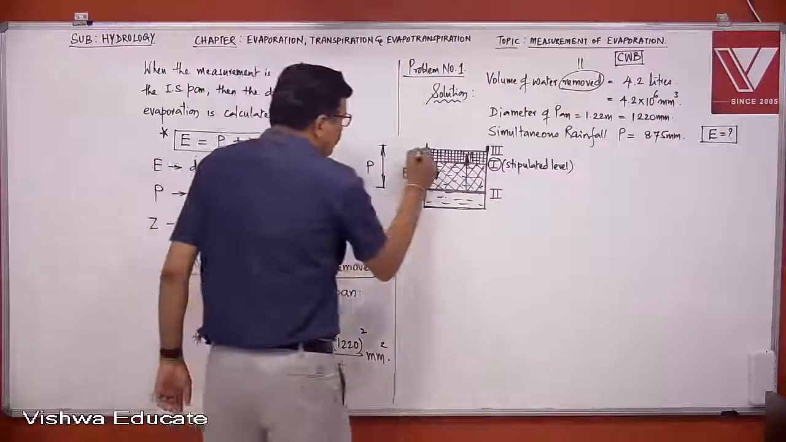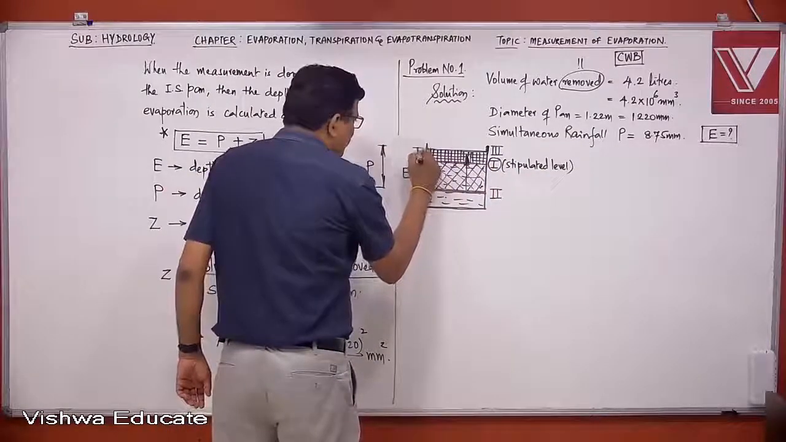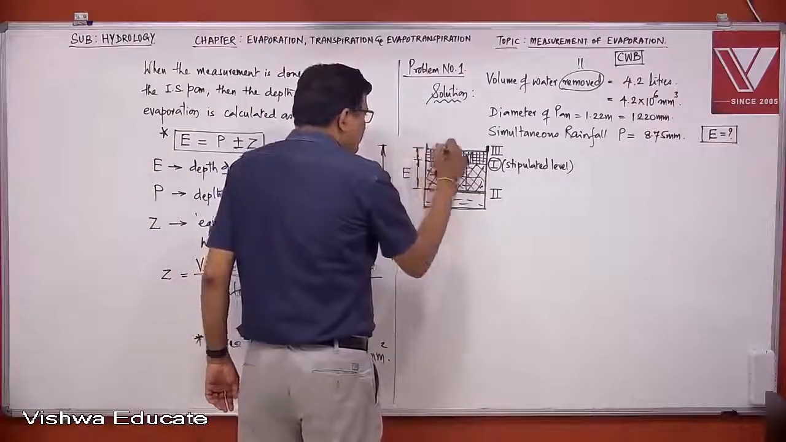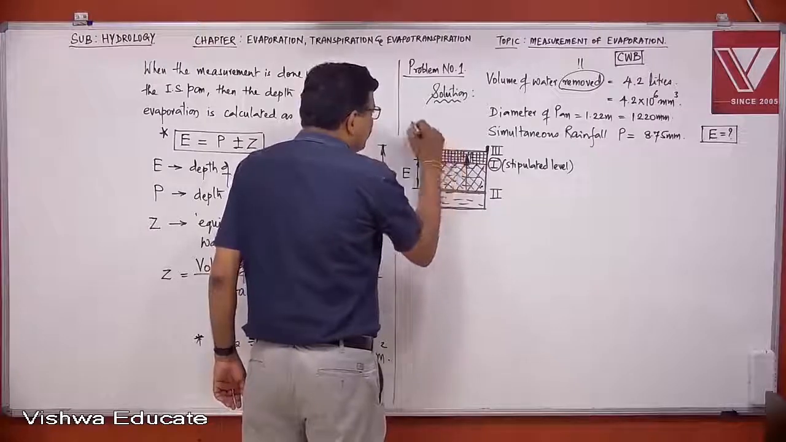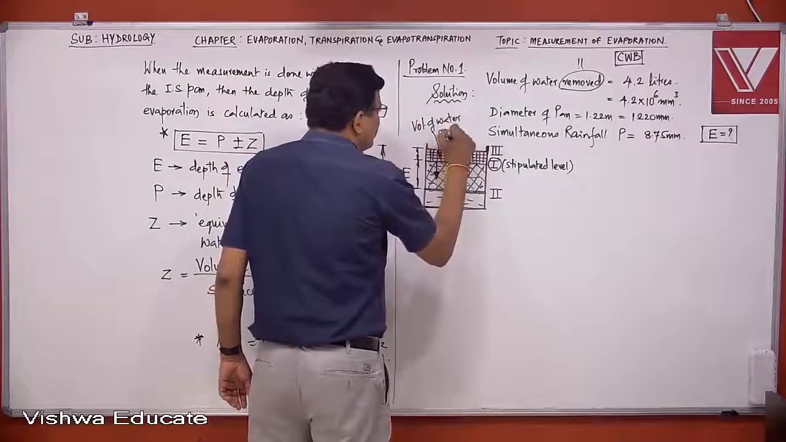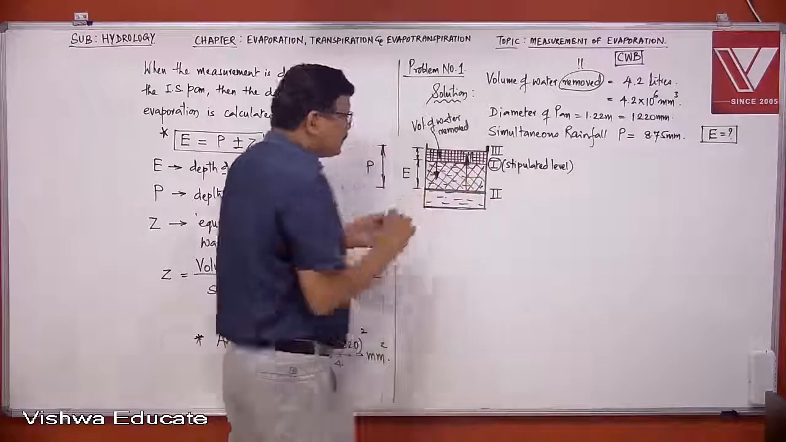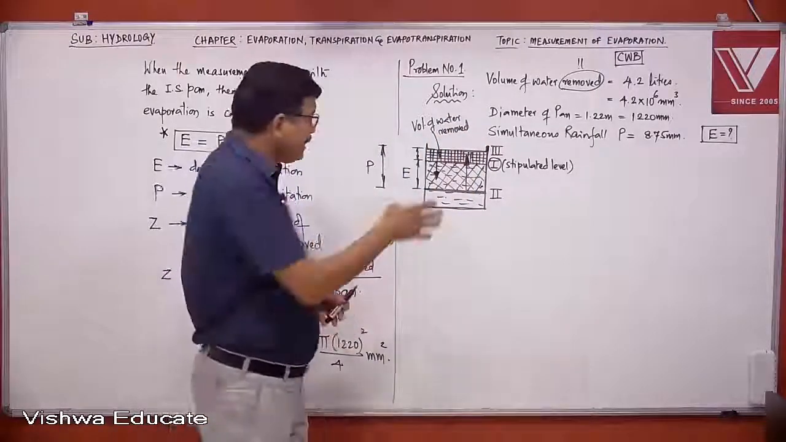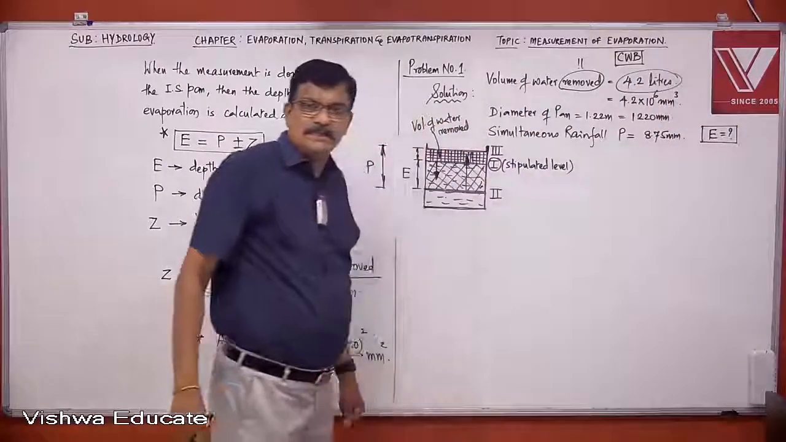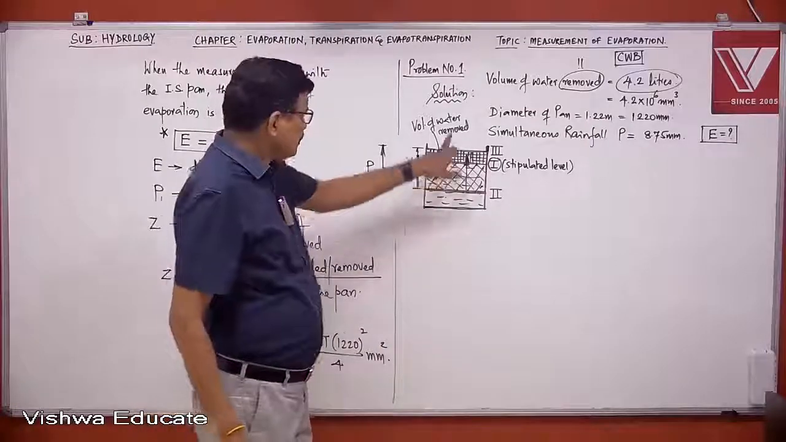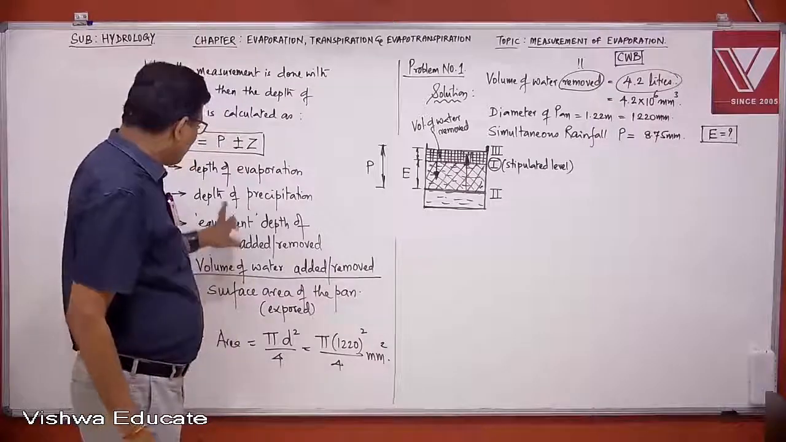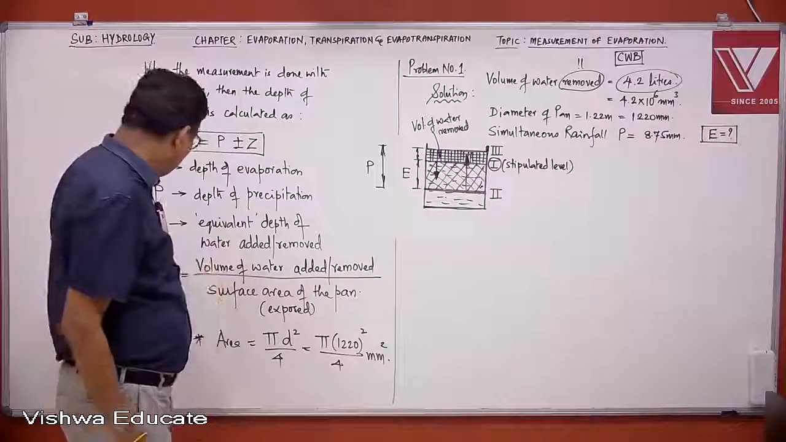So this is the volume of water that is removed. Slowly it is removed from the pan, and that measurement has come to 4.2 liters. So this volume can then be converted into equivalent depth, that is Z.